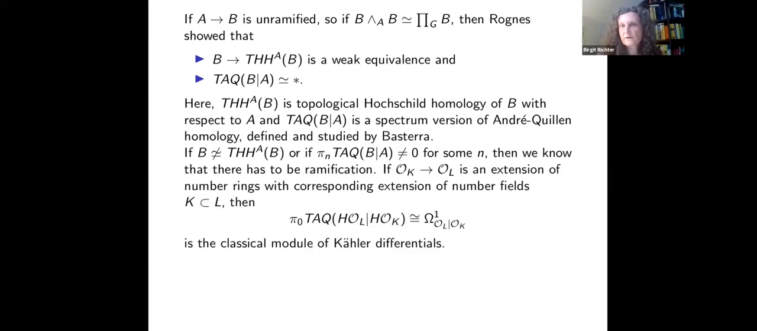And this actually ties back nicely to the case of number rings. If you have an extension of number rings, then the zeroth homotopy group of topological Andre-Quillen homology of this ghastly thing is just the usual Kähler differentials that you know and love. So you just measure the Kähler differentials of the bigger ring of integers with respect to the smaller one. And for instance, the annihilator of the Kähler differentials is the different, and the different tells you about ramification. So this might not be a bad spot to look for information about ramification.